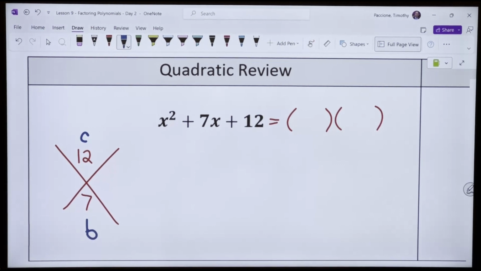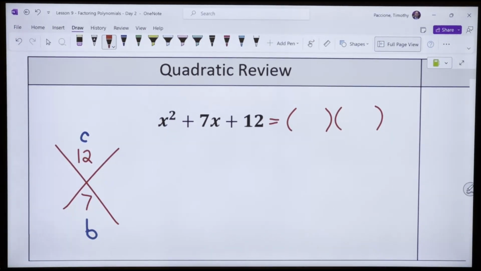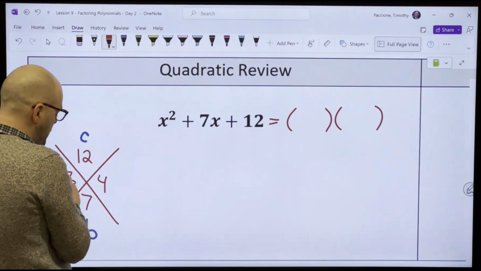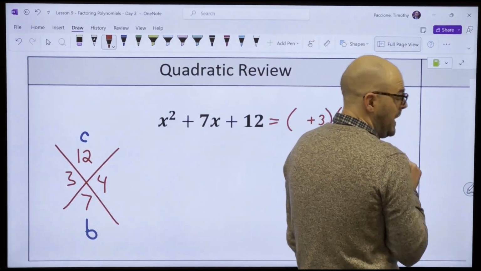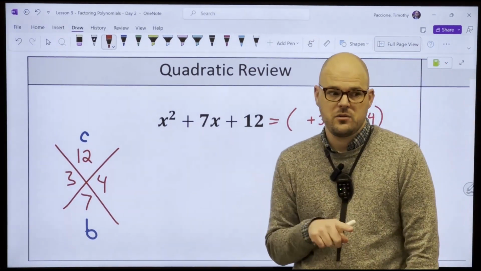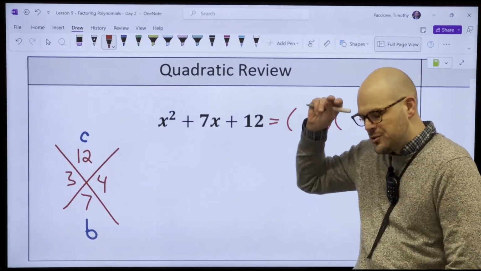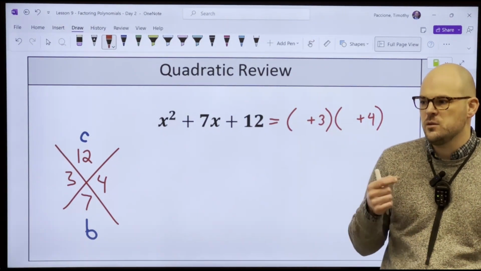Now, the reason we choose multiplying and adding is because that's how FOIL works, right? There's a multiplication and then there's a combining of like terms. That's the adding, right? There's a reason we use magic x. So what are those two numbers that multiply to give you 12, add to give you 7? 3 and 4, right? So what do I do next? Well, I put plus 3 and I put plus 4. I don't flip the signs. I flip signs when I'm solving, not when I'm factoring, okay? And that's a key mistake. Now, what do we always just drop into that other spot? X. But why do we do that, besides the fact that we just do it every time?